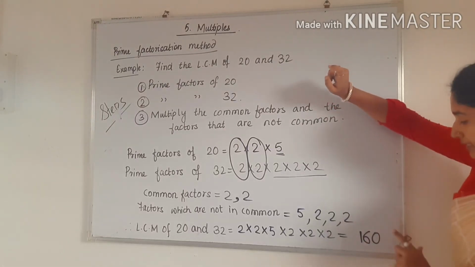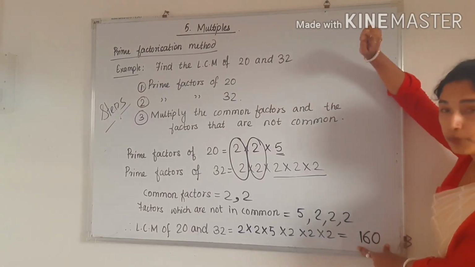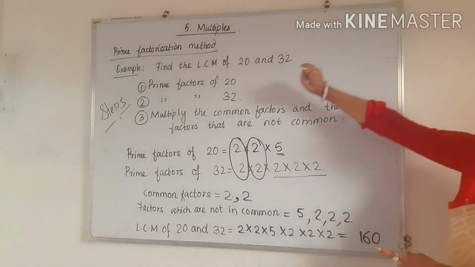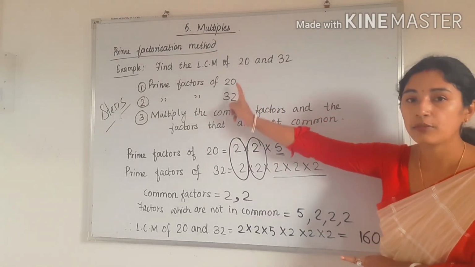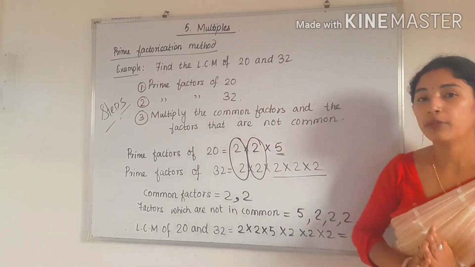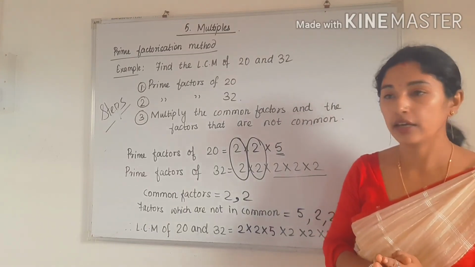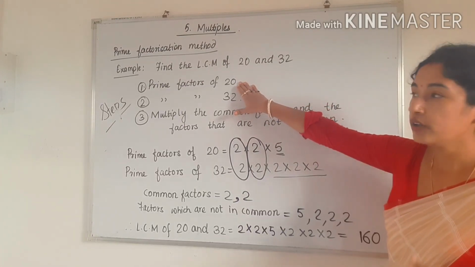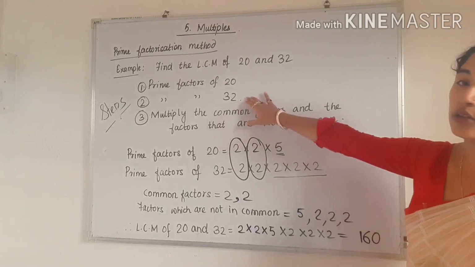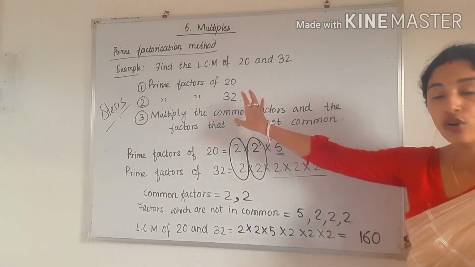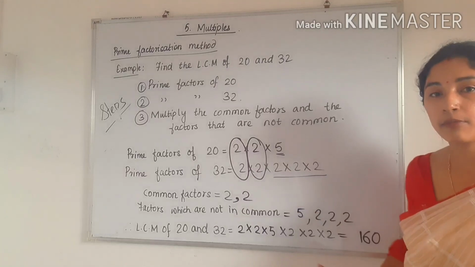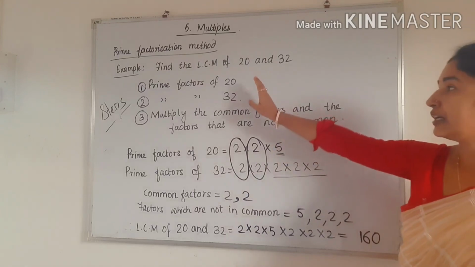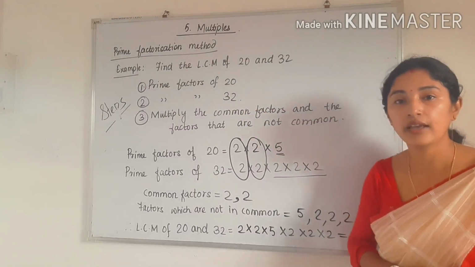So what is the LCM? LCM is the smallest number, or we can say the lowest number, which can be divided by the given numbers with no remainder, that means a remainder of 0. If I divide 160 by 20, I get the remainder 0. Similarly, if I divide 160 by 32, I get the remainder 0. So 160 is the lowest number that can be divided by 20 and 32 leaving remainder 0.